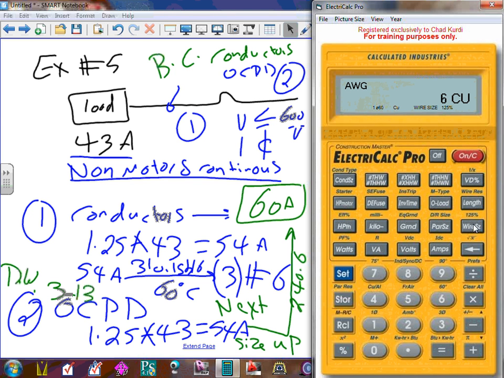So did we come up with number 6, right? Isn't that what we come up with? Yeah, number 6. Isn't that nice if somebody agrees with you at least? No, thank you. Overcurrent protection device, at this point, you're on your own. The overcurrent protection device, guys, you're on your own.